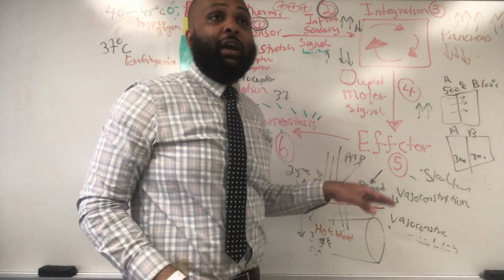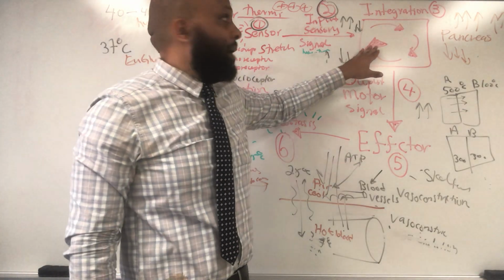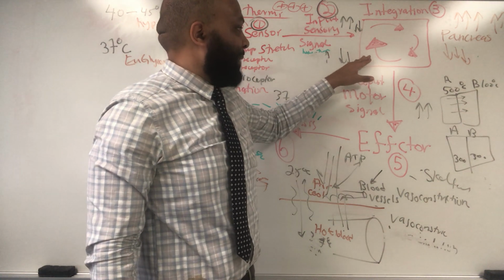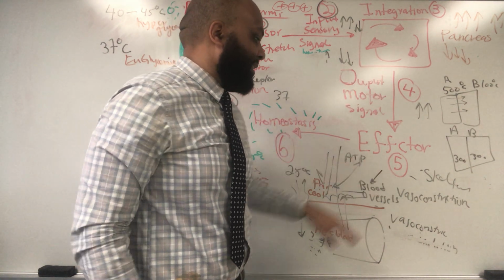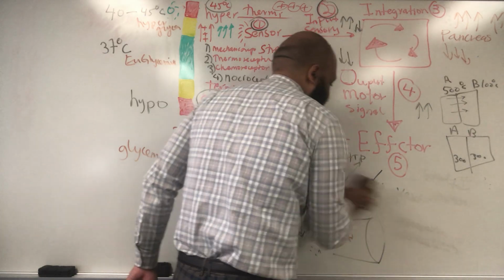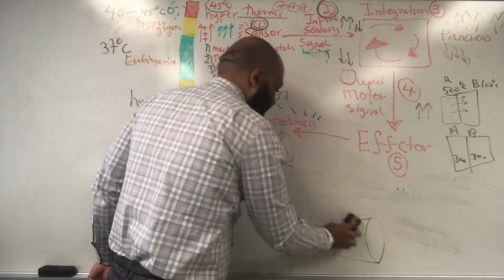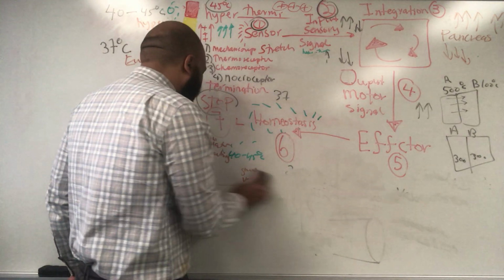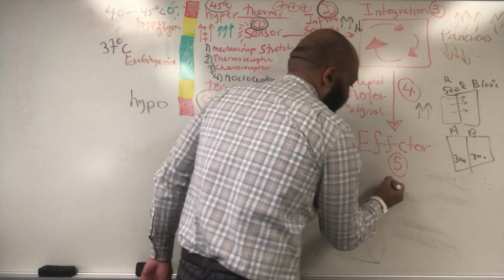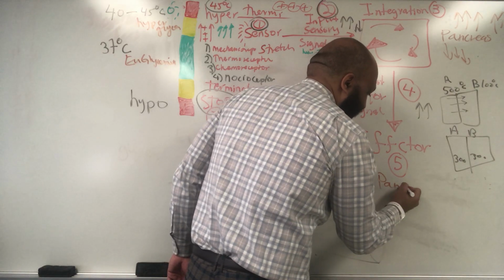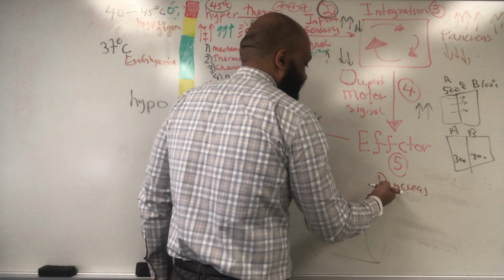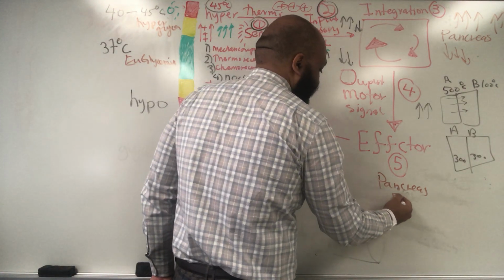The effector now is the pancreas as well. So sometimes you can have the same integrator and the same effector. The pancreas integrated, and it caused the secretion of insulin. So now we're not dealing with vasoconstriction, sweat glands, or shivering. That's a whole new system, a whole new variable. So now the effector here is going to be the pancreas. Then the pancreas is going to send insulin.